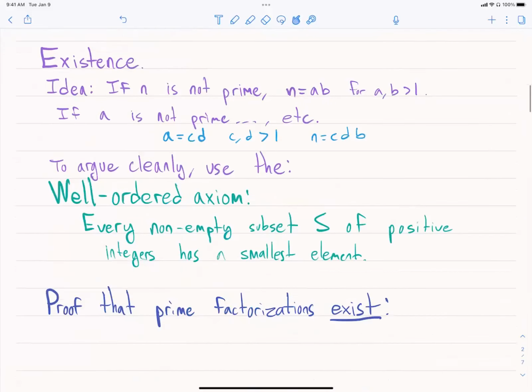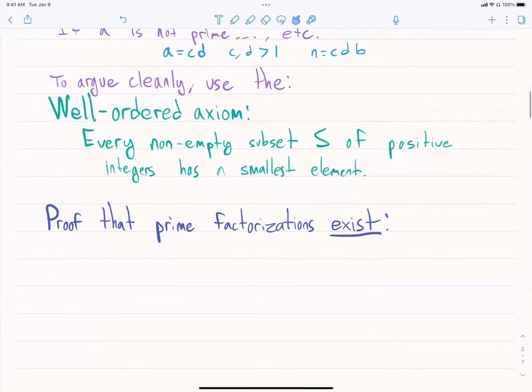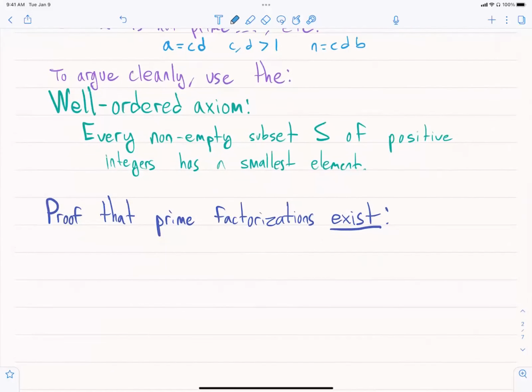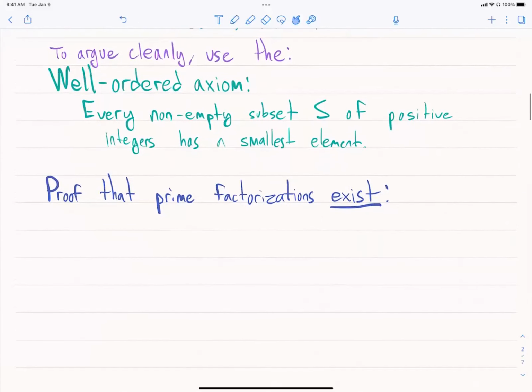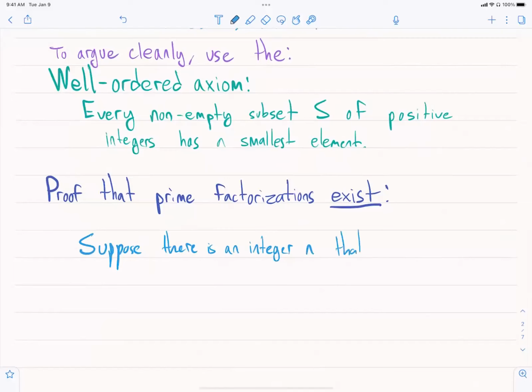I want to go ahead and write down a proof cleanly because it's sort of fun and you get to see a nice proof technique. Okay, so let's say, suppose there's an integer n that does not admit a prime factorization, that does not factor into primes. So it does not factor as a product of prime numbers.